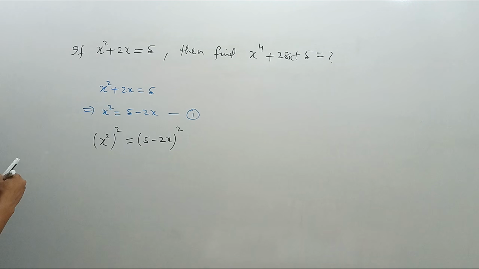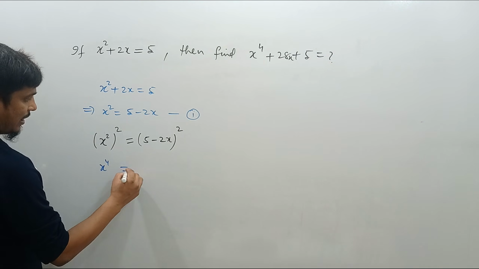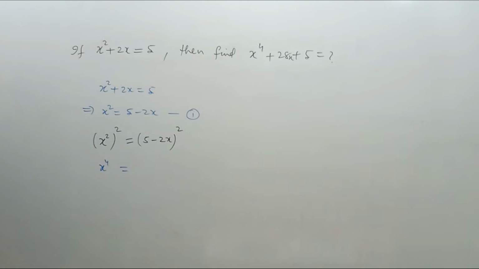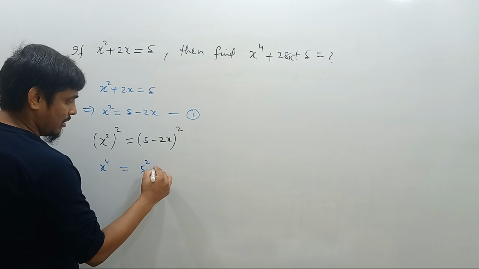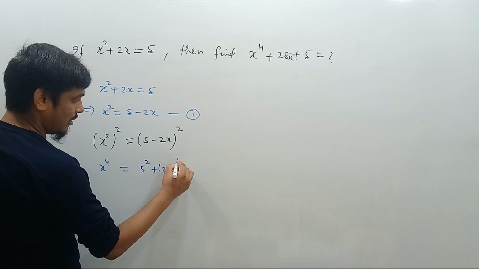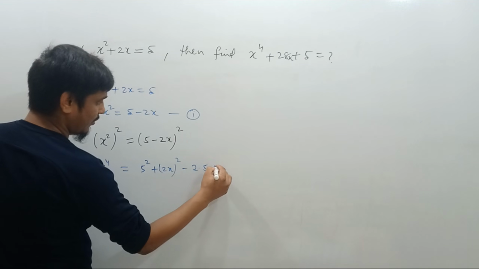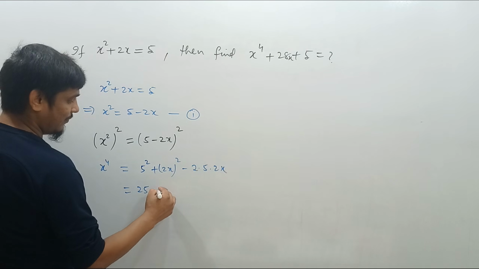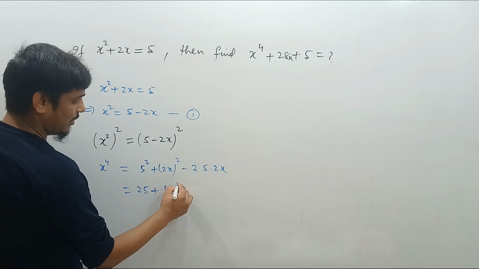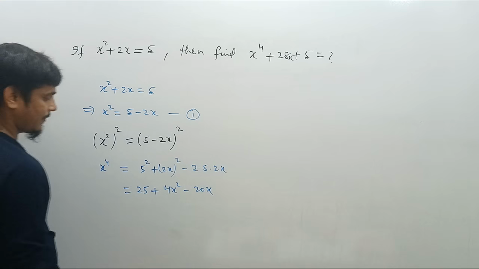That will give us left side as x to the power 4, and on the right side we can use the (a minus b) whole square identity. That will give us what? First number 5 square plus (2x) whole square minus 2 times 5 times 2x. Once we simplify this, this will become 25 plus 4x square minus 20x.